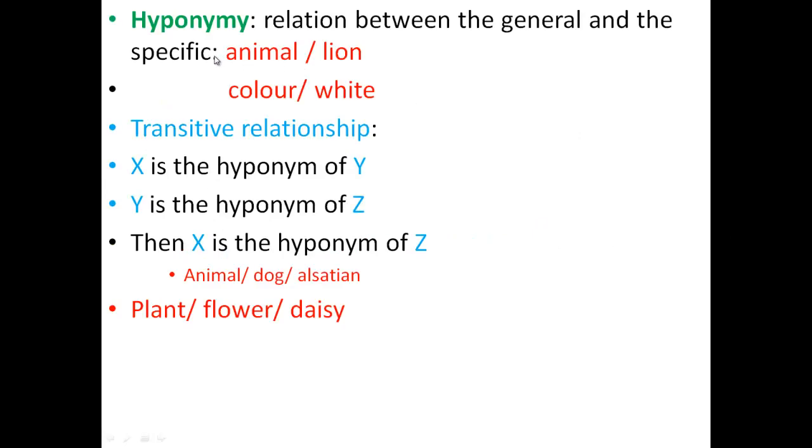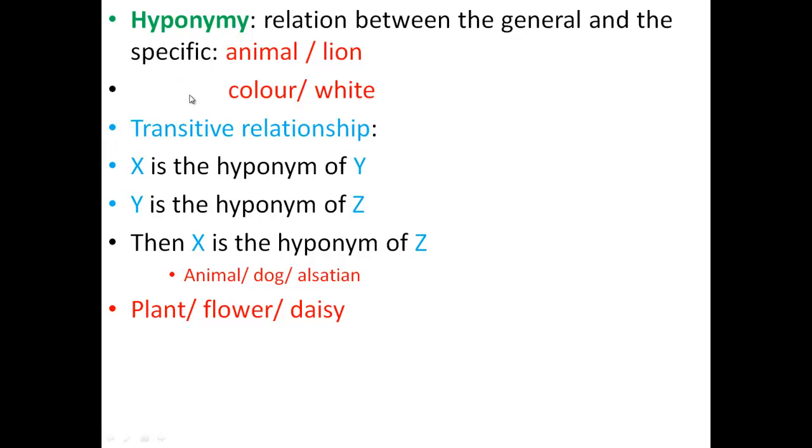Now, another lexical relation is this one called hyponymy. This is the relationship that exists between the general and the specific word. For example, here, animal is the general, lion is the specific. The general one is called the superordinate term. The specific one is called the hyponym. So lion is the hyponym of animal. Okay. Same thing here. Color is the superordinate term. White is its hyponym here.